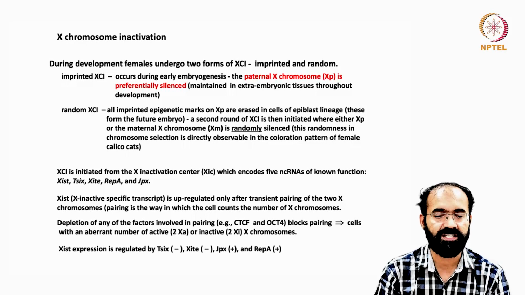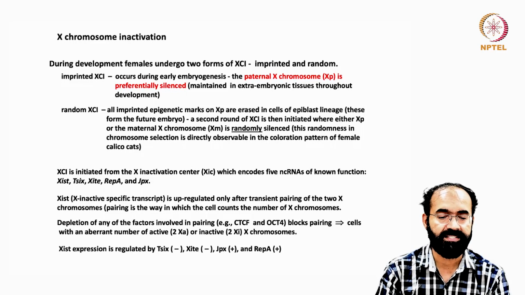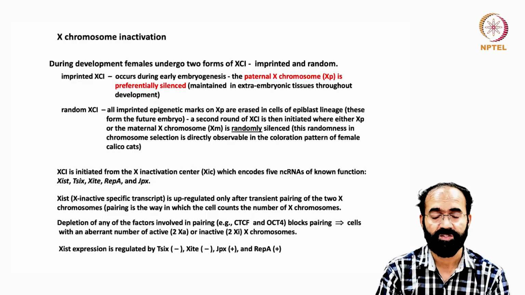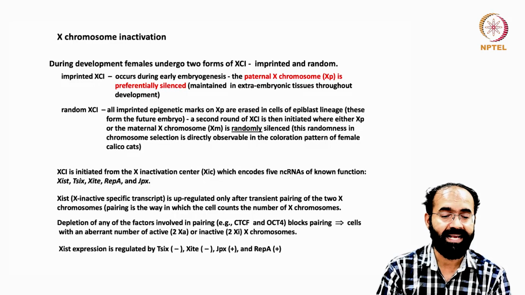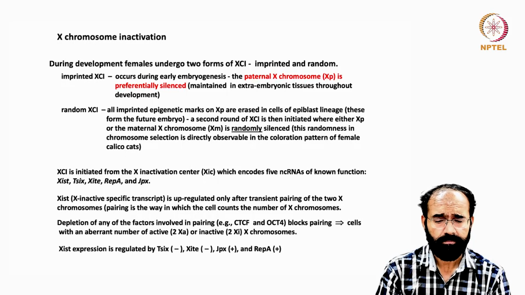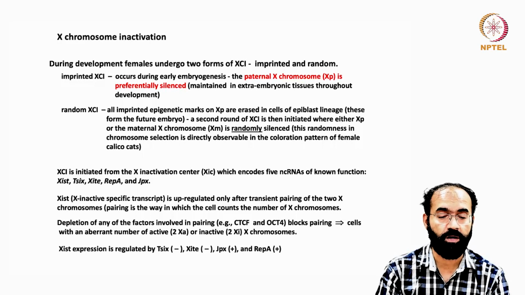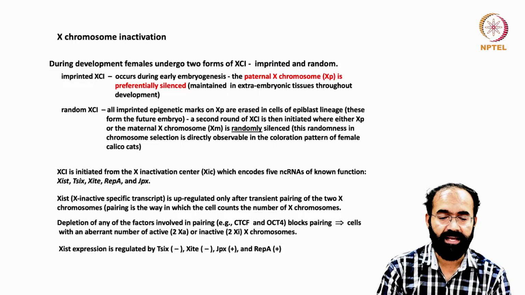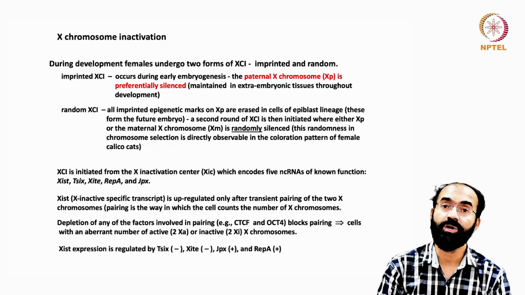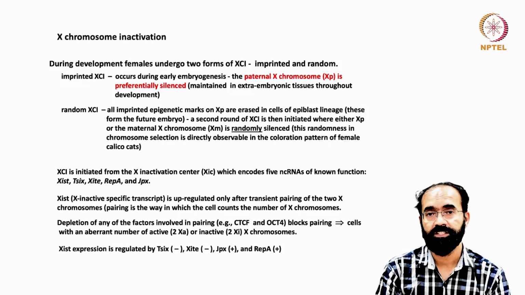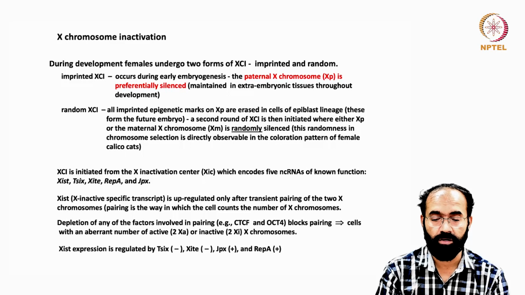X chromosome inactivation is initiated from the X-inactivation center, which encodes 5 non-coding RNAs, and these are Xist, Tsix, Xite, RepA and Jpx. So these are all non-coding RNAs, and Xist is upregulated only after transient pairing of the 2 X chromosomes. Transient pairing is basically meant for counting, and pairing is the way in which the cell counts the number of X chromosomes. So this is what we should know. Unless this pairing happens, you simply cannot count it.